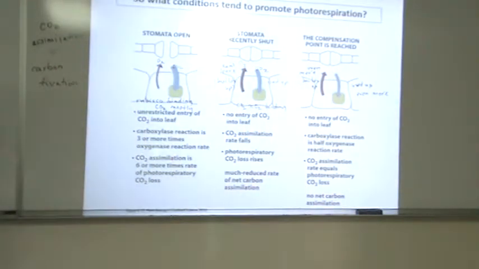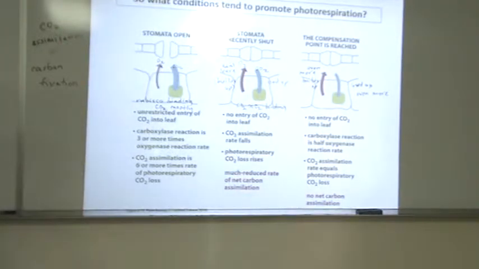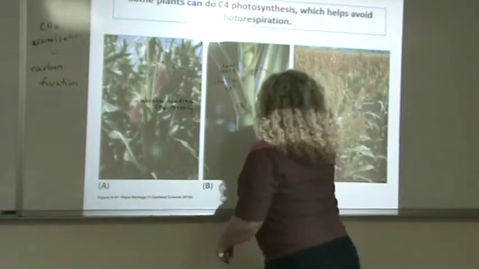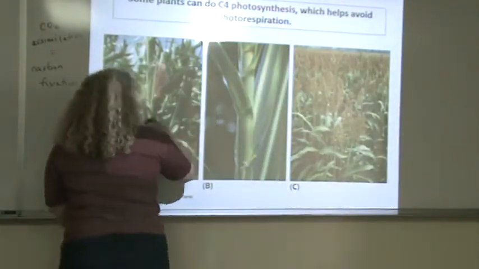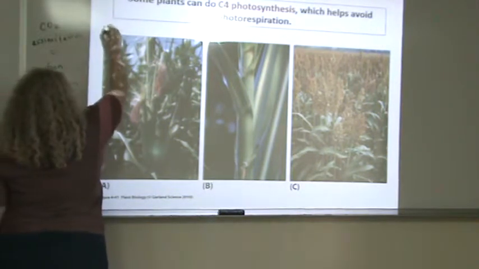So doing photorespiration is a problem for plants. Some plants, which we call C3 plants, they're stuck with this. If their stomate's closed, they're going to photorespirate. They may not be able to assimilate carbon. Some plants, over time, have evolved the ability to do an alternative type of carbon fixation, and we call this C4 photosynthesis.